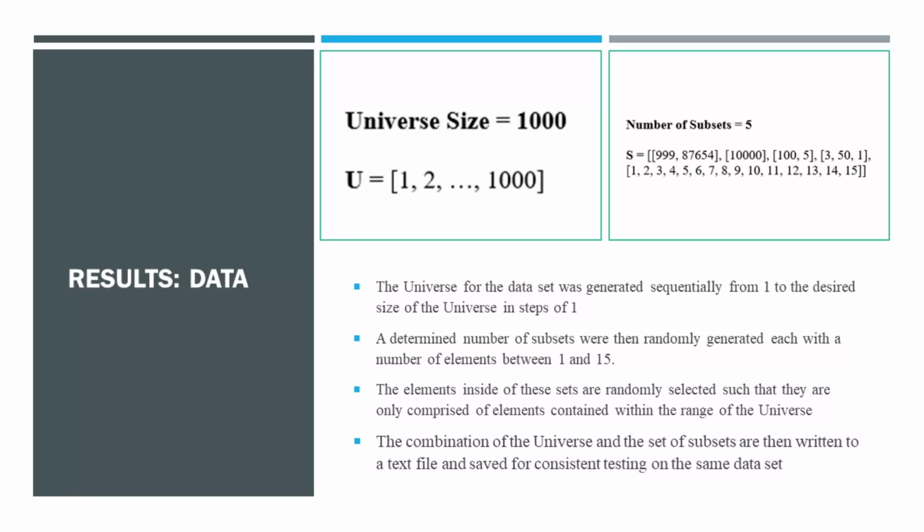The combination of the universe and the set of subsets are then written to a text file and saved for consistent testing on the same dataset. And here at the top you can see that I've included that the universe size, just for this example of data, is set to 1000. So that would mean that the universe includes elements from 1 incrementally all the way up to 1000. And here for this example, the number of subsets is set to 5. So our set of subsets, you can see that there are 5 different sets inside of that set.